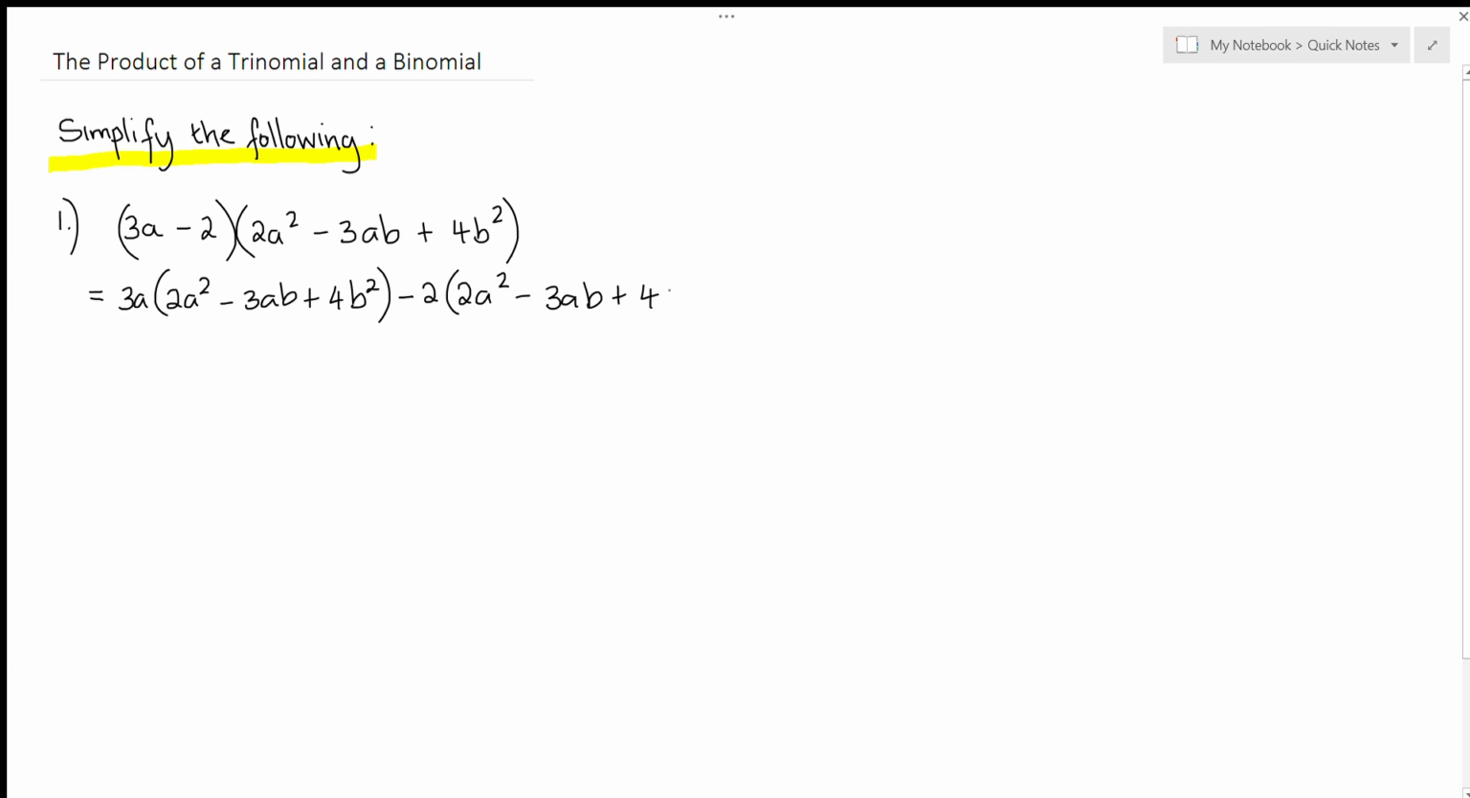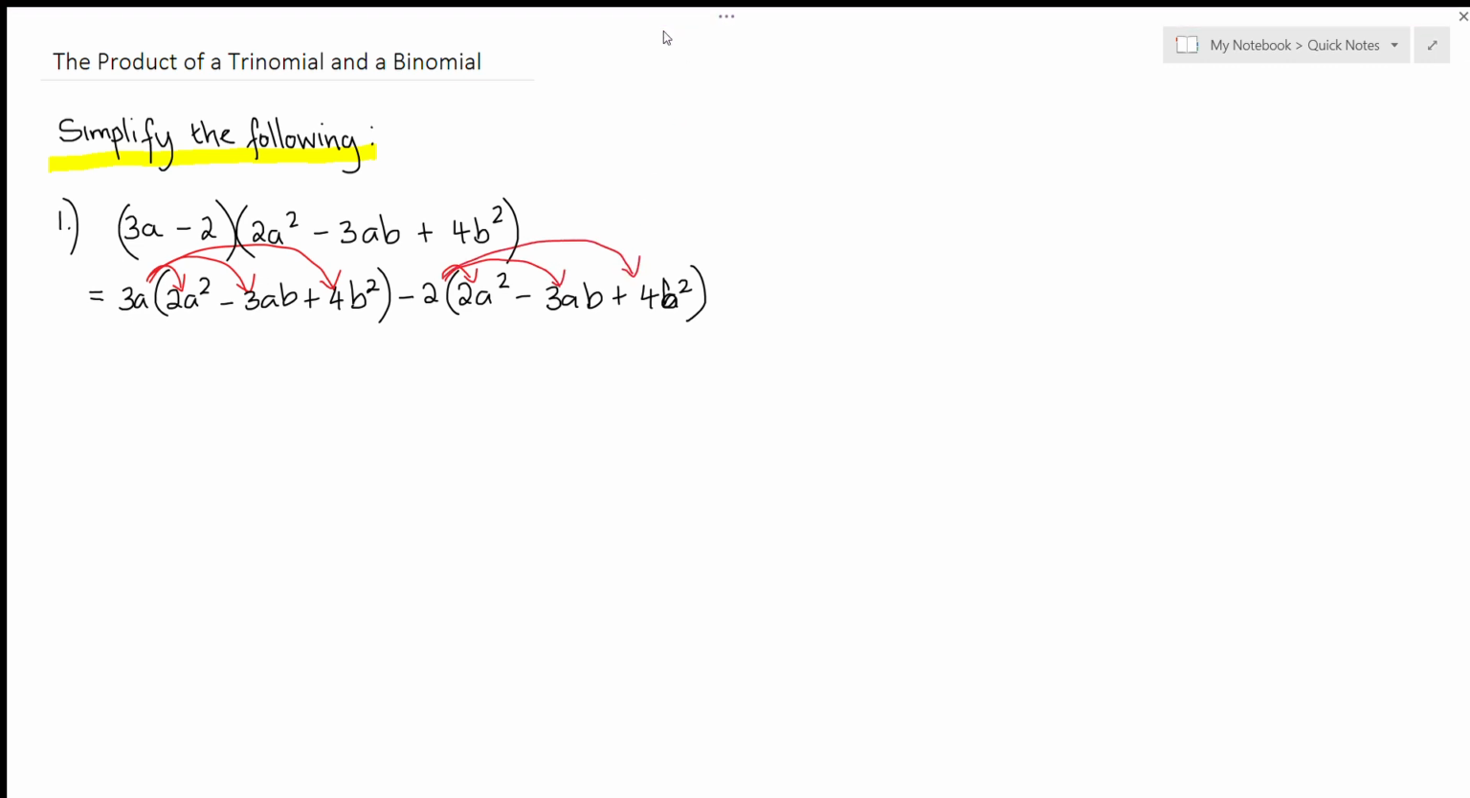Let me just check that I've written everything out correctly. Right, so we've got 2a squared minus 3ab plus 4b squared. Everything's fine. Now we're going to multiply out. We use the distributive law here, and we're just going to multiply out each term, and the same in the second one.